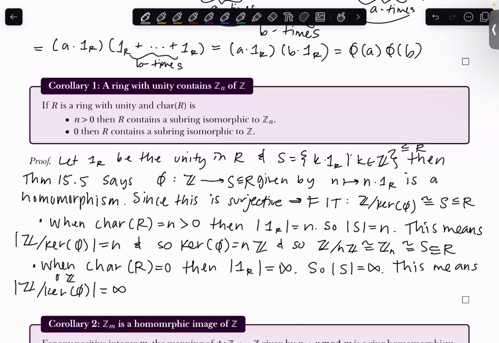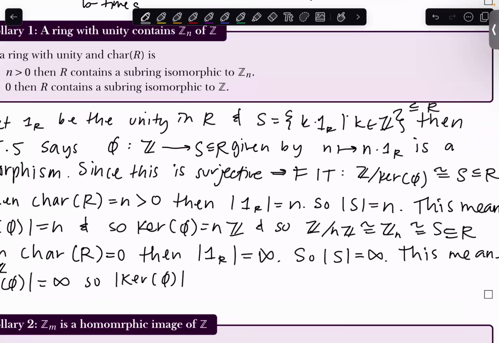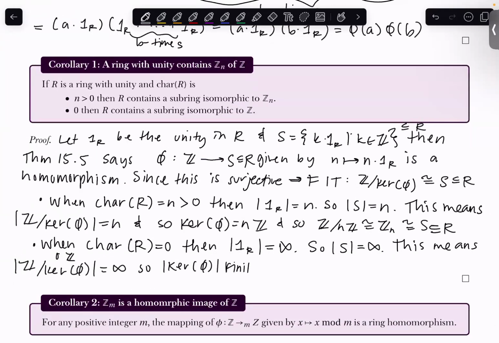So again, knowing information about the ideals of the integers is really giving us a lot of information on what the kernels would have to be in these cases. So here, the only option for my kernel is for it to be finite. And the only finite ideal I have for Z is going to be the trivial one.